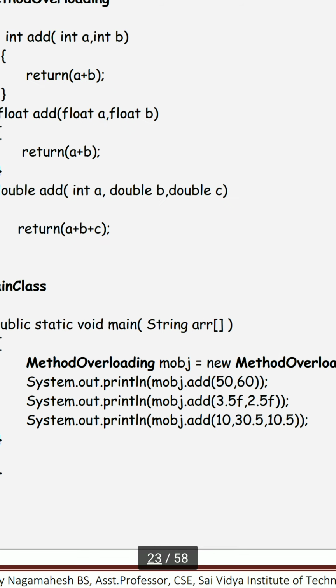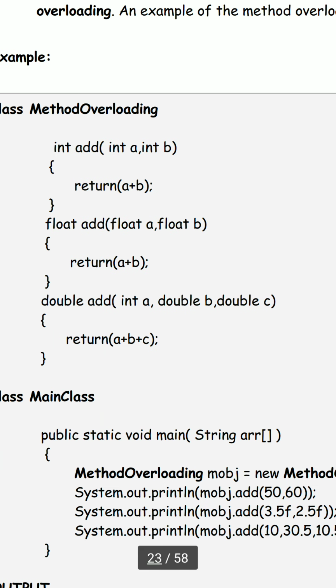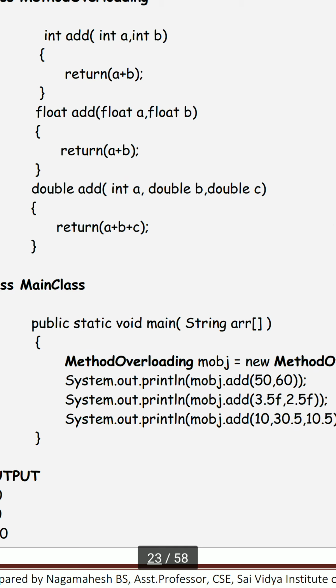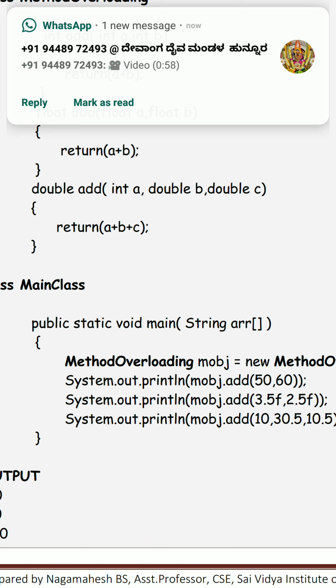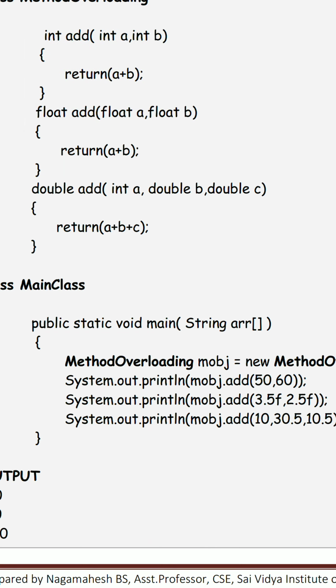The next SOP is mobj.add(10, 30.5, 10.5). Three values are there, so it picks the method which has three parameters, int A, double B, double C, evaluates A plus B plus C, and returns the resultant value to the caller of the method. Each and every method is invoked with respect to the number of parameters, the sequence of parameters and the type of parameters. That is an example of method overloading.